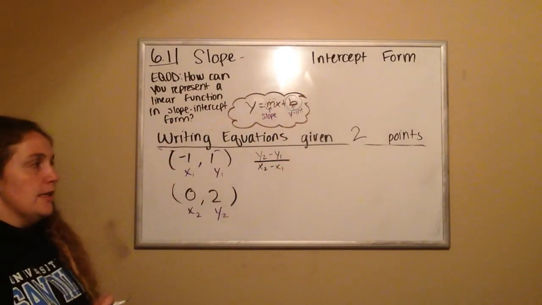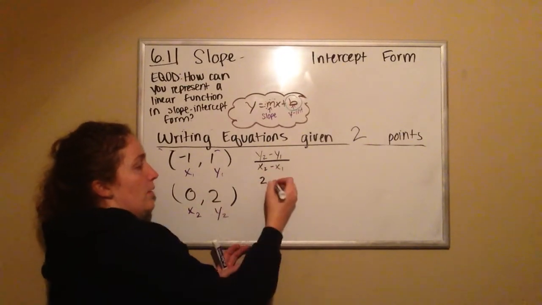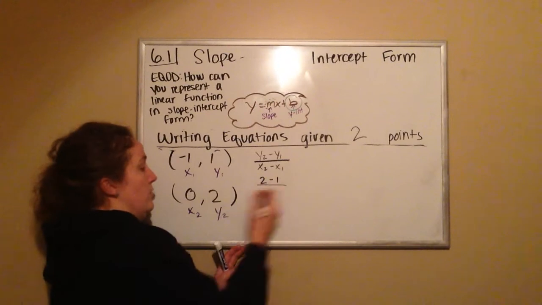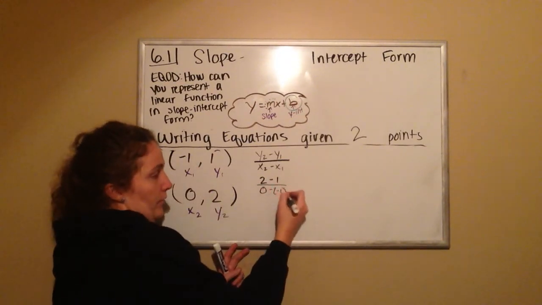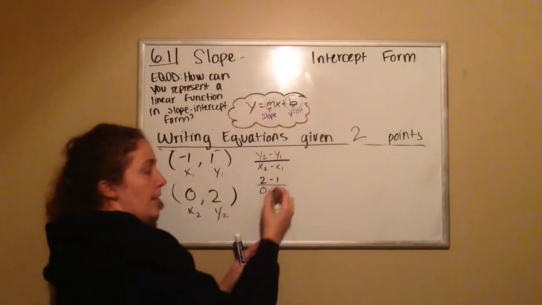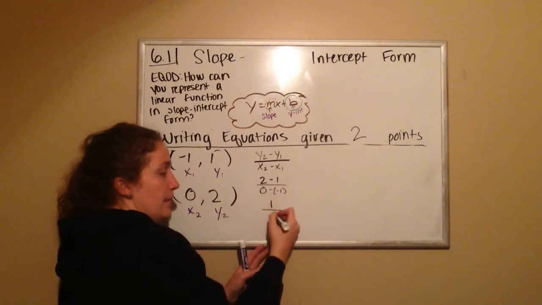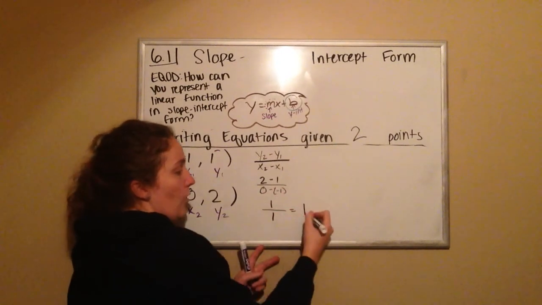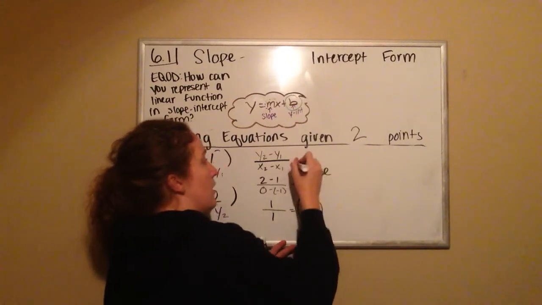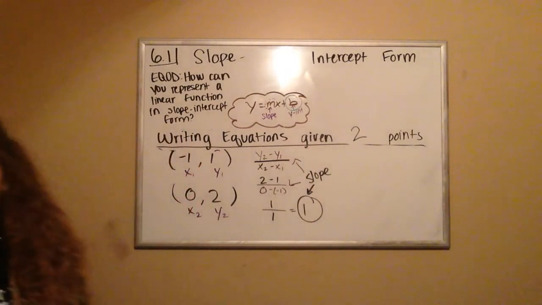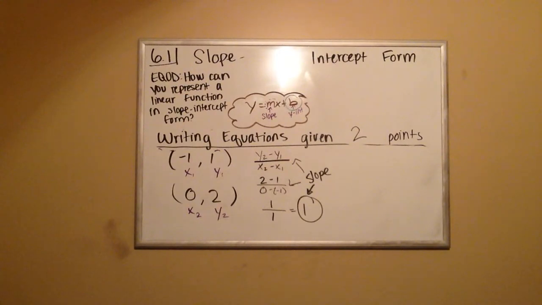Okay, we just labeled everything here. We just got to plug it in now. So we get y2, so we get 2 minus 1 over 0 minus a negative 1. Okay, when we simplify this, 2 minus 1 is 1. 0 minus a negative 1, that turns into positive, so we get 1 over 1, which is just 1. Remember, what we just found here was the slope. All that work here was to find that slope. So our slope of this function that crosses through these 2 points is 1.